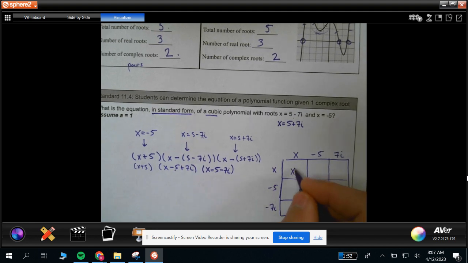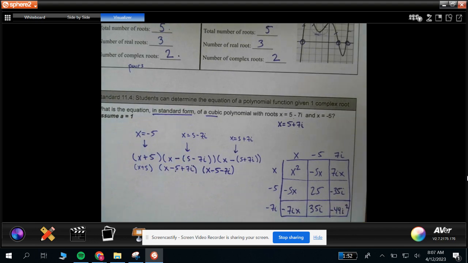x times x is x squared. x times negative 5, negative 5x. 7i times x is 7ix. Negative 5 times x, negative 5x. Negative 5 times negative 5 is 25. Negative 5 times 7i is negative 35i. Negative 7i times x is negative 7ix. Negative 7i times negative 5 is 35i. Negative 7i times positive 7i is negative 49i squared.